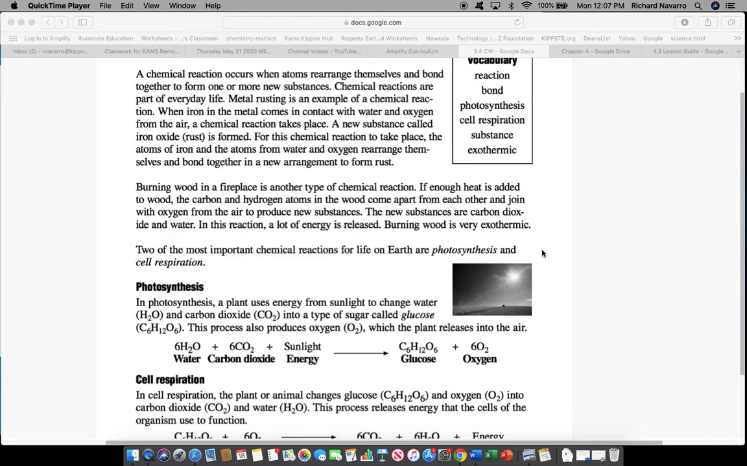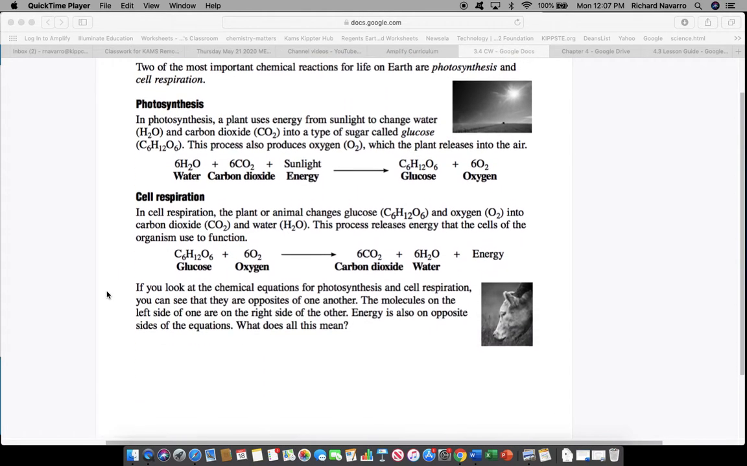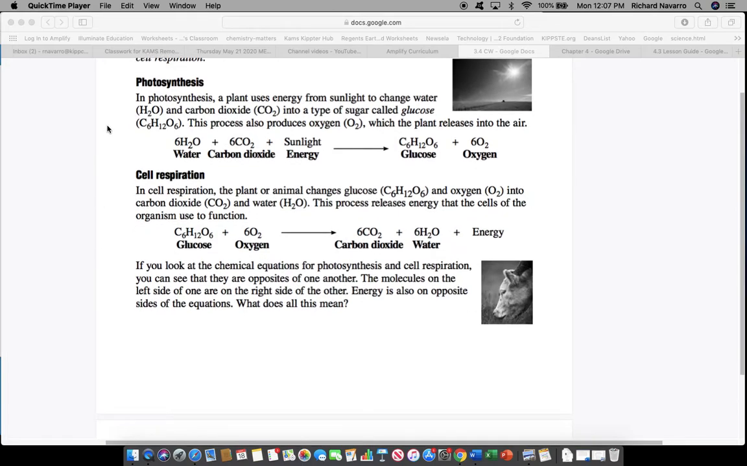Two of the most important chemical reactions for life on Earth are photosynthesis and cell respiration. Photosynthesis. In photosynthesis, a plant uses energy from sunlight to change water and carbon dioxide into a type of sugar called glucose. This process also produces oxygen, which the plant releases into the air. Water plus carbon dioxide plus energy turns to glucose and oxygen.